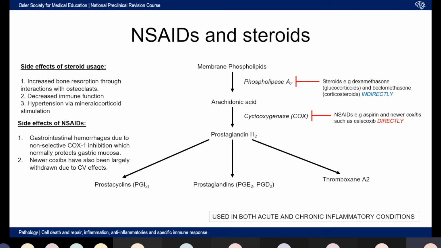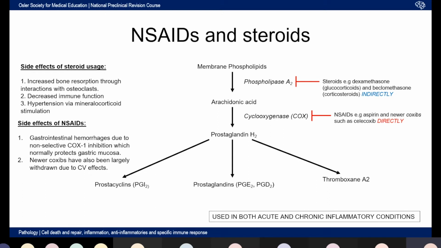Examples of steroids are dexamethasone and beclomethasone. So they're both examples. And the way steroids act on phospholipase A2 is not directly, but rather they act on nuclear receptors, and in doing so, downregulate phospholipase A2. And so then there's less phospholipid being made into arachidonic acid, meaning that there's less inflammation.